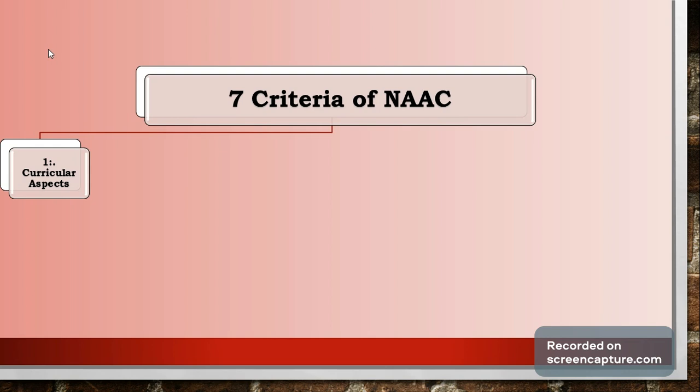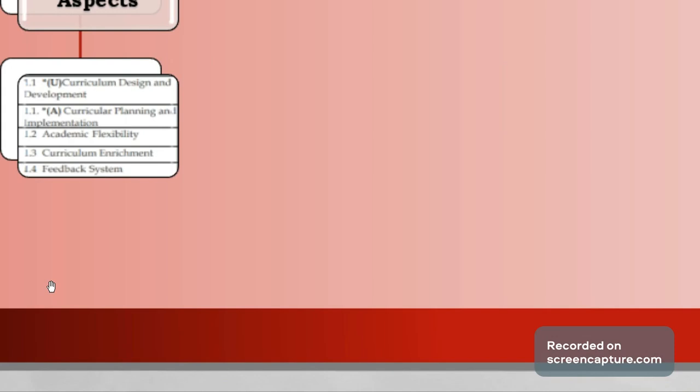As far as these different criteria are concerned, there are certain key indicators under them by which these criteria will be ascertained. Talking about the curricular aspects, there are different key indicators. These key indicators are related to curriculum. 1.1 relates to curriculum design and development. After that, curriculum planning and implementation.